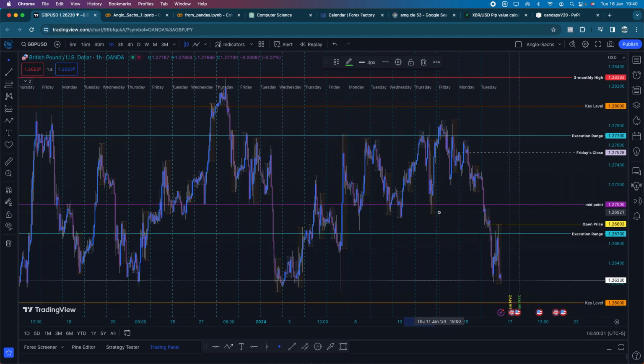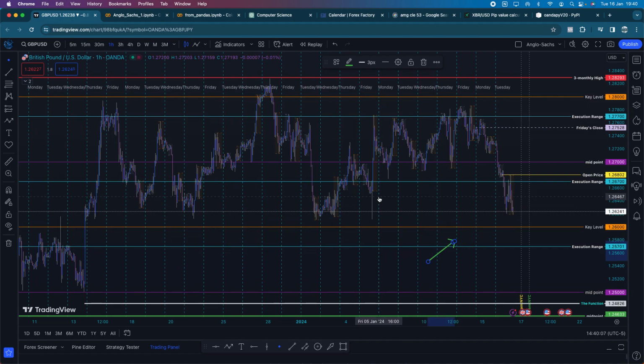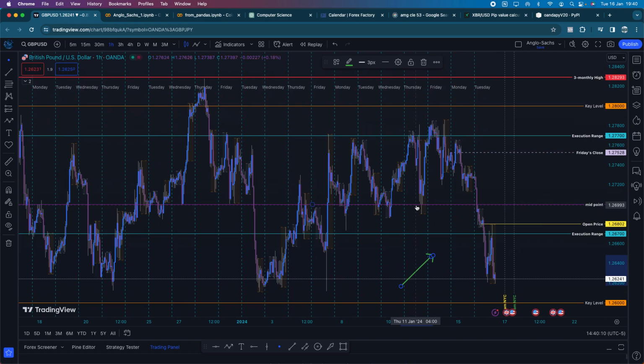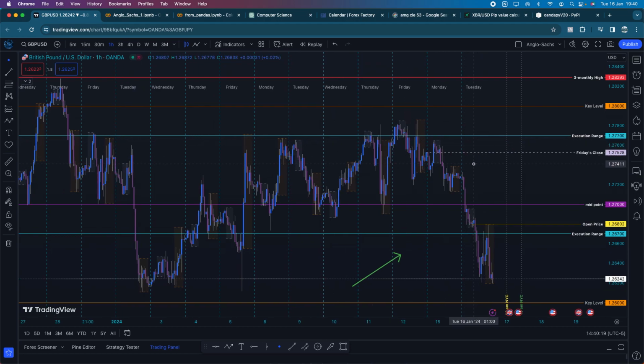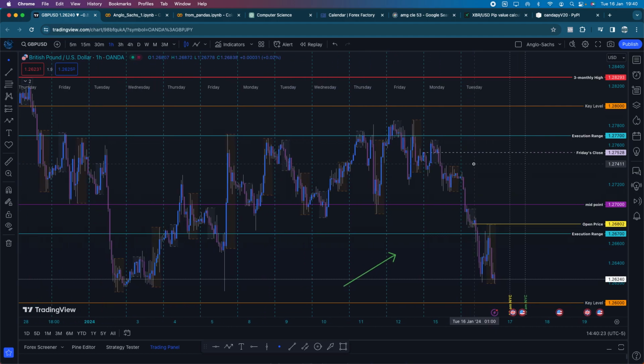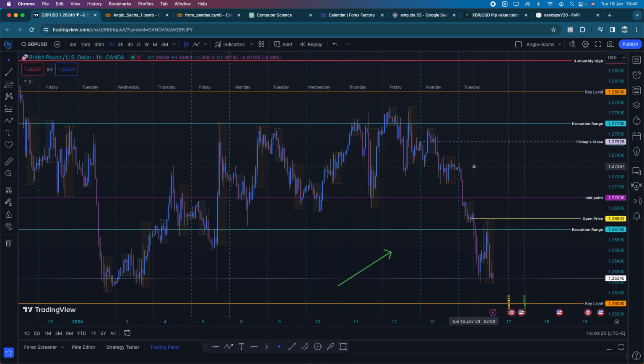Basically, what I was saying in my first video, and I believe I've already reiterated this, was that I was looking for a short opportunity on this market. So I was looking to take my sells anywhere up in this region. I was just waiting for the stage to be set in order for me to enter this market and start looking for short positions.